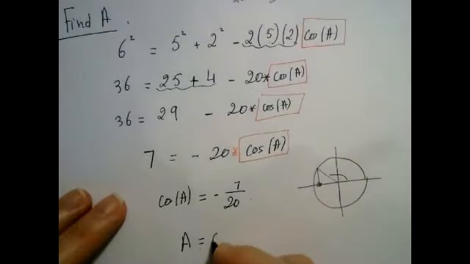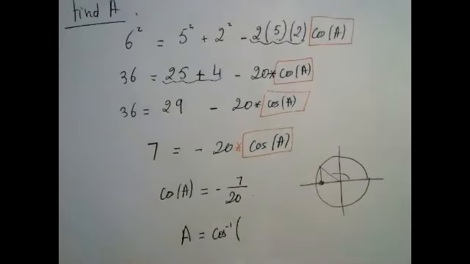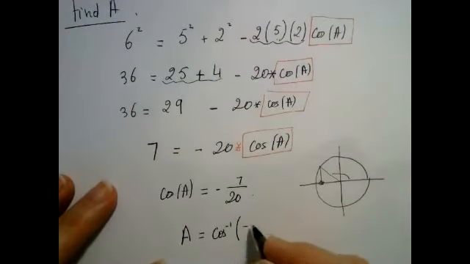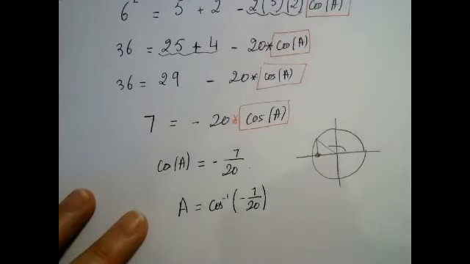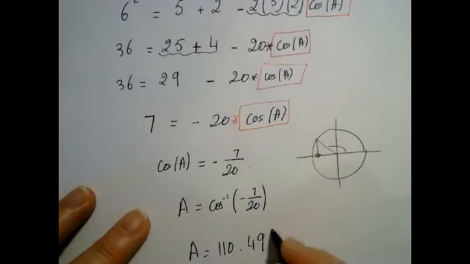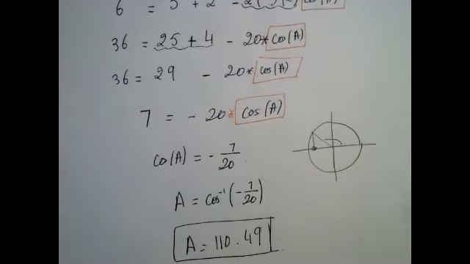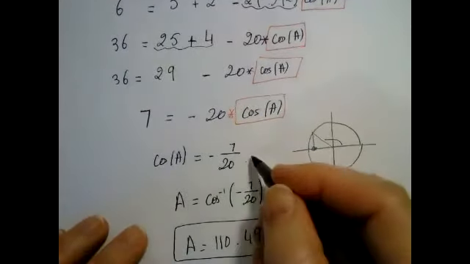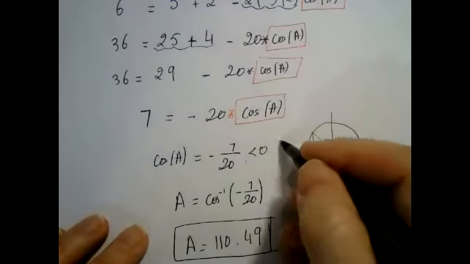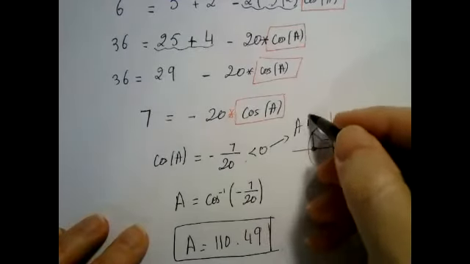But how do we get it? A is the cosine inverse, the angle whose cosine is minus 7 over 20. So the cosine inverse of minus 7 over 20. Now I go verbatim to what your classmate gave me, which is they picked up the calculator and got 110.49. And it makes sense because the cosine is negative, which means A is in the second quadrant.